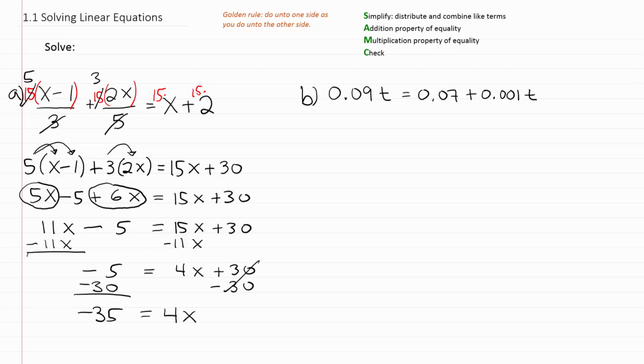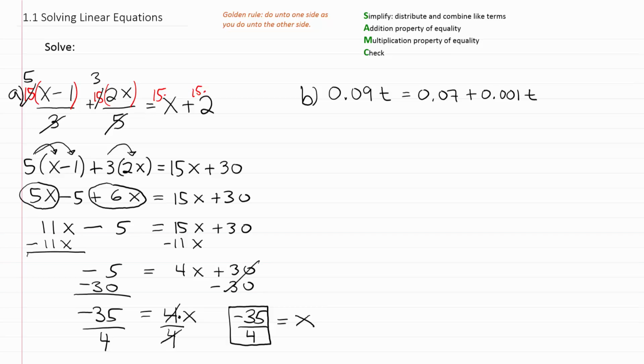All right, now the final step of the process is to apply the multiplication property of equality. We have 4 times x, right? And we need to do the inverse operation to get rid of the 4. The inverse of multiplication will be division. So we're going to divide by 4, divide by 4. The 4 here will cancel out, leaving you finally an answer of negative 35 over 4 is equal to x. Now, negative 35 over 4 is not the prettiest fraction in the world, but it is reduced.